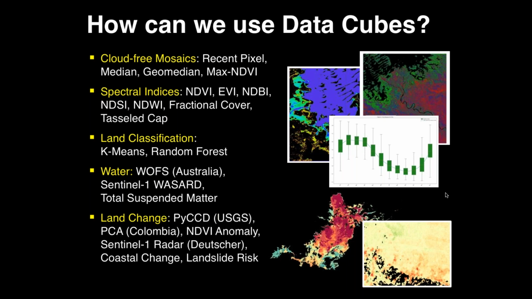We have methods to classify land using k-means and random forest. I'm going to show you a water algorithm today, which is called WOFS from Australia, and total suspended matter, which is a rather coarse approach, but it's a way to look at water quality. And then finally, land change. We have a number of land change algorithms. None of the land change algorithms are available in the user interface because they are a bit more complex and take quite a bit more to run.